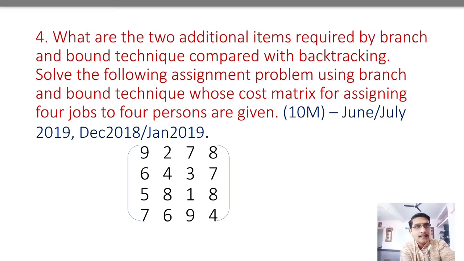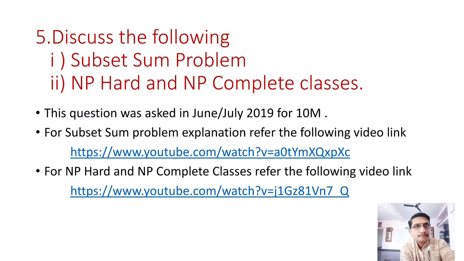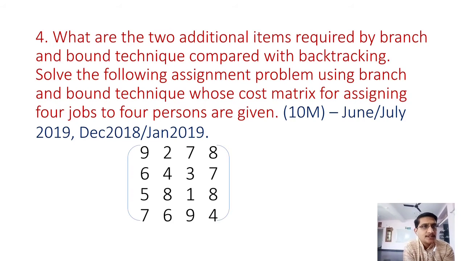So the answer for the first part is the 2 additional things which are required. In branch and bound, what we do is more important, because in backtracking we just go for depth first search, and in branch and bound we go for breadth first search. The additional requirement we add here is the bounding function based on the constraints. That is what you need to mention. Please go through that video, you will get the answer for this.